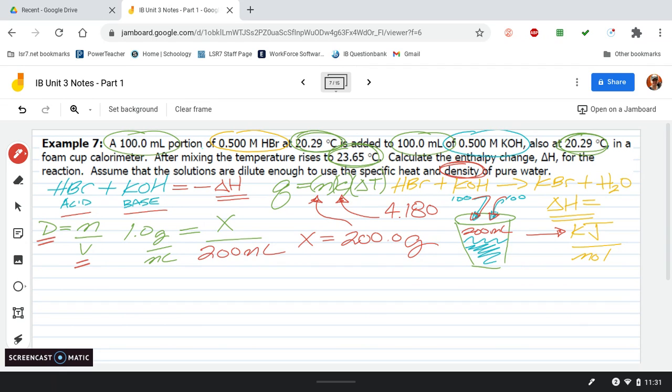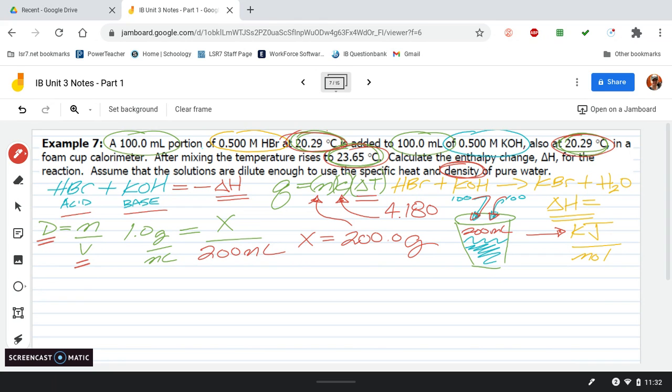There we go. Now we got a mass and a change in temperature. Do we have a change in temperature? Well, yeah, we do. Because they both started at one temperature, we dumped them in, and they ended at a different temperature.